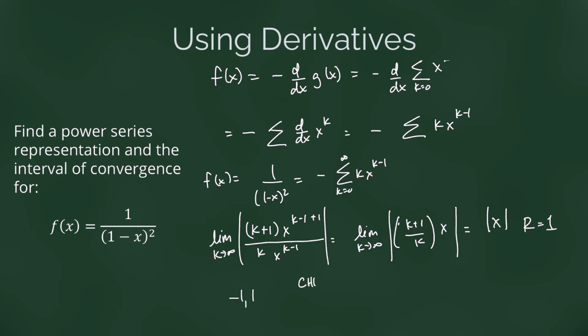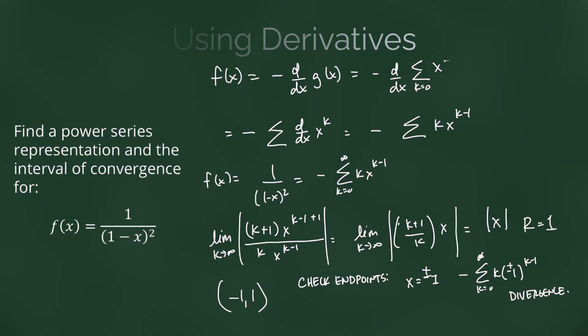Let's check our endpoints. At x equals -1, we get the negative sum from k equals 0 to infinity of k times -1 to the k minus 1, and we know that that diverges by the divergence test, and we can see that for plus or minus 1, we're going to get divergence by the divergence test, so our interval is -1 to 1, same as our original power series.